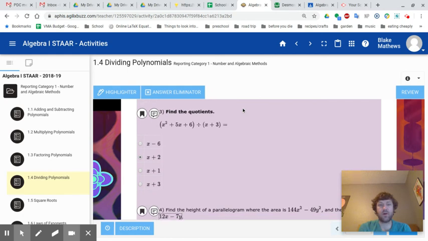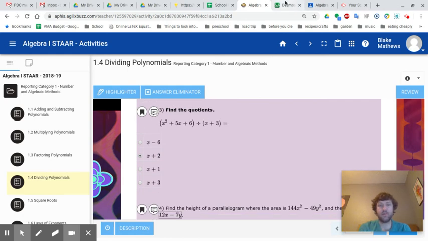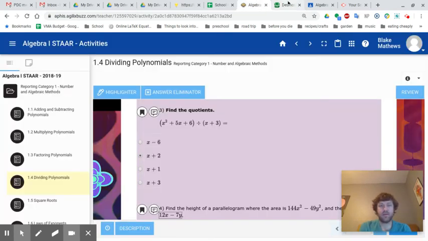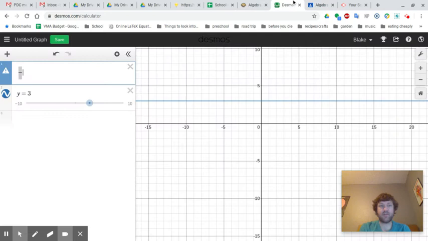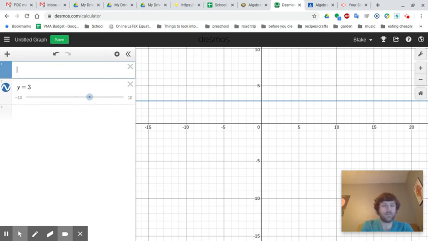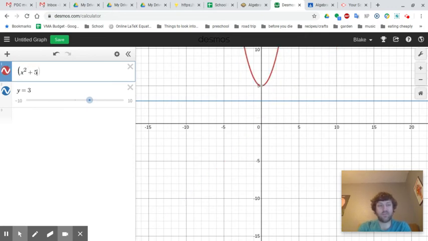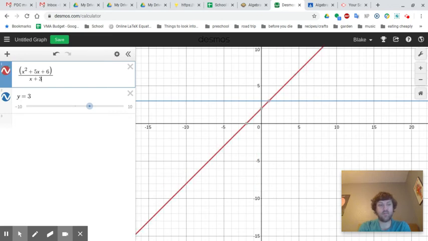Now we're going to jump all the way down to number 3, and we're going to type this one in, and I'm going to do it in this fraction that's already there, because we need to do x squared plus 5x plus 6, and then divided by, see, now I've made a mistake already, so let's go back. x squared plus 5x plus 6 divided by x plus 3.